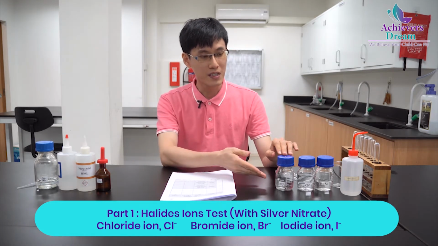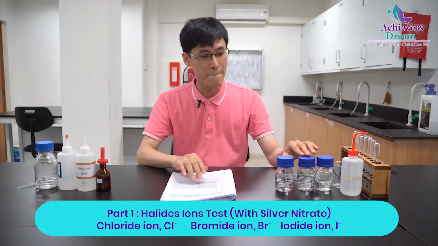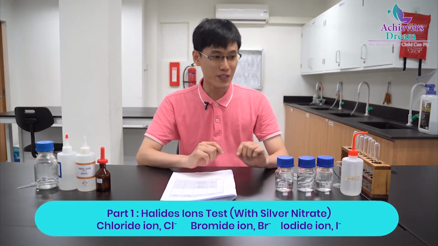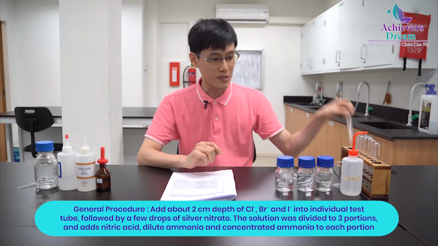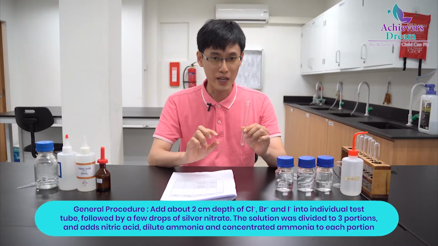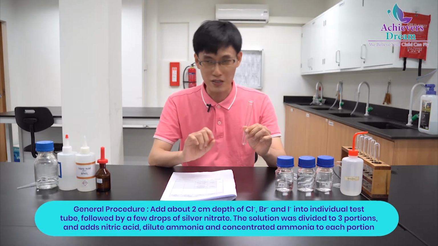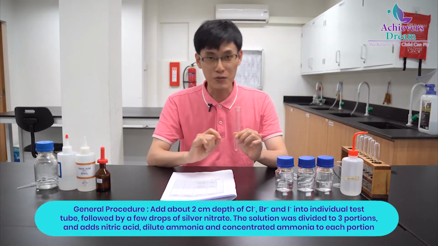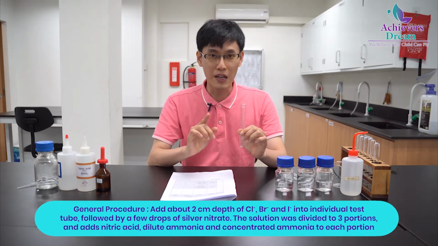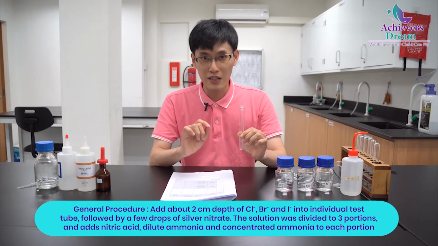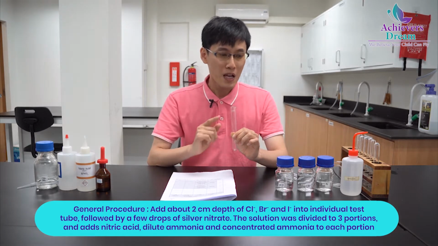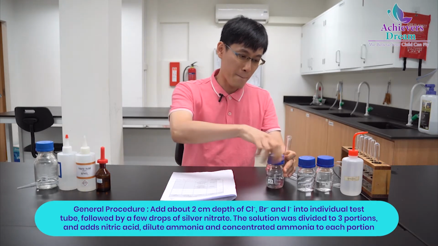What I have here is samples of chloride, bromide and iodide ions respectively. We'll be doing the silver nitrate test. So I'm going to take a test tube and we're going to add about 2 cm depth of chloride, bromide and iodide to each test tube. After that, we will add silver nitrate and then we will divide the solution into 3 portions and add nitric acid, dilute ammonia and concentrated ammonia to each portion. So let's start with the chloride ions.